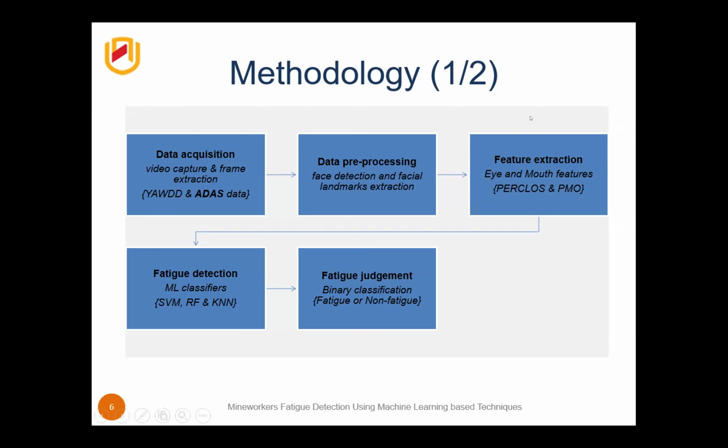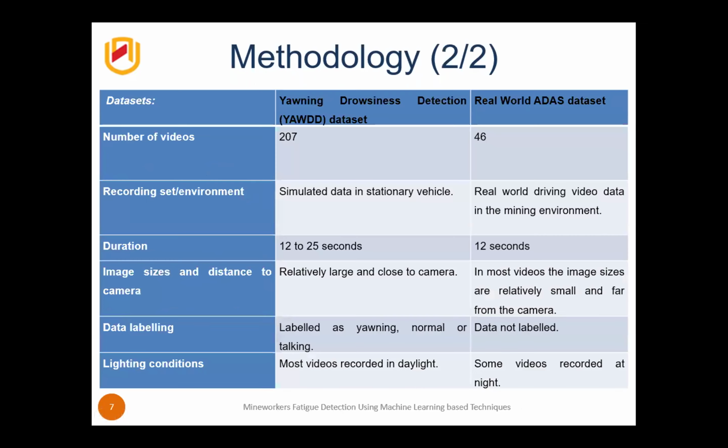Then we needed to do some processing in terms of face detection and facial landmark extraction. The two features that we looked at were one based on the eye movement and one based on the mouth, because in the literature those are some of the features you can use for fatigue detection. We then used three machine learning classifiers for fatigue detection: SVM, random forest, and KNN. At the end, we did a binary classification of whether a driver is fatigued or non-fatigued.